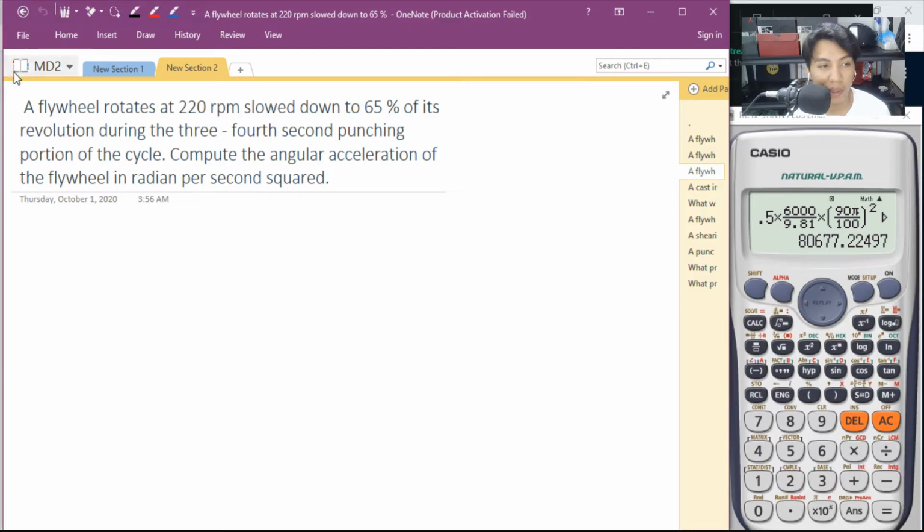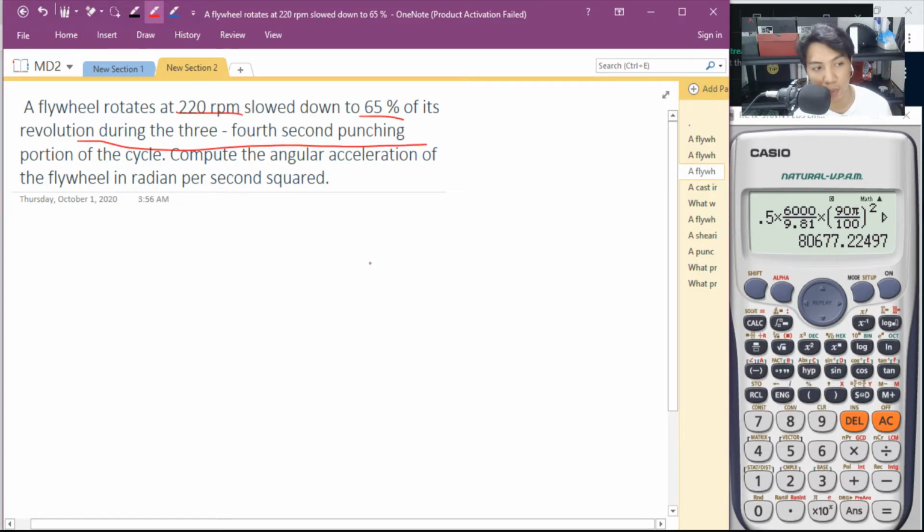So, a flywheel rotates at 220 RPM where it's slowed down to 65% of its revolution during the 3/4 second punching portion of the cycle. Compute the angular acceleration of the flywheel in radians per second squared. So, angular acceleration. That is, ang unit is radian per second squared.